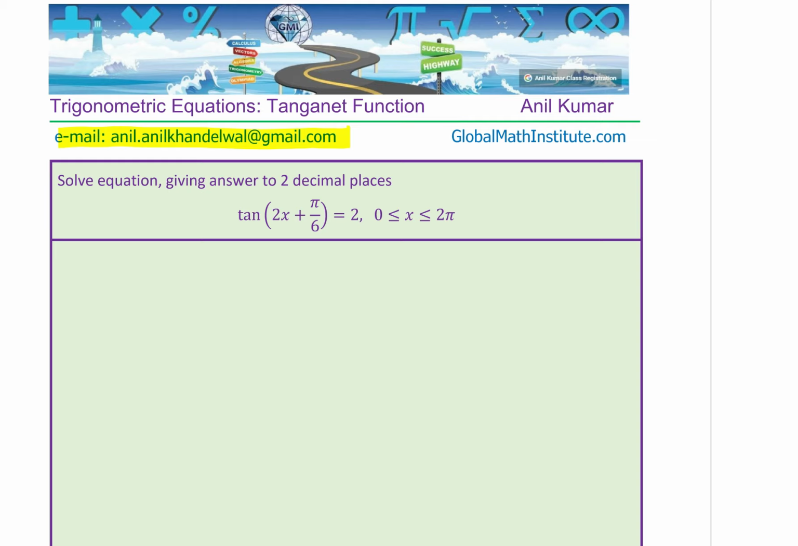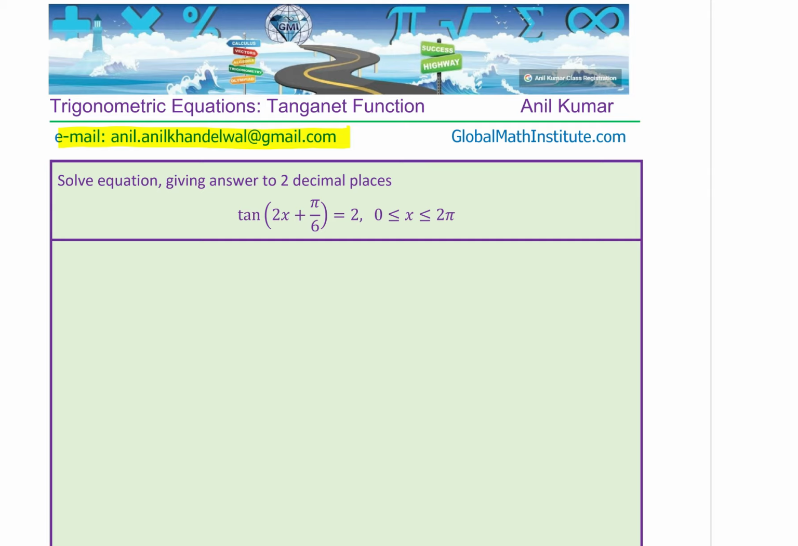The question before us is to solve an equation giving the answer to two decimal places. The equation is tan(2x + pi/6) = 2, where x is between 0 and 2 pi. You can pause the video, answer the question, and then look into my suggestions. Let's try to understand how we solve such questions.